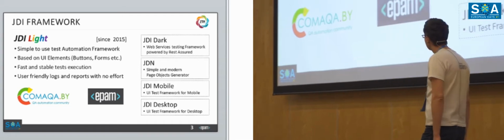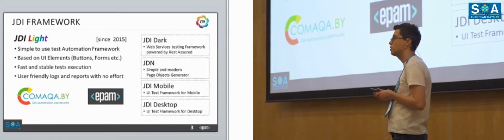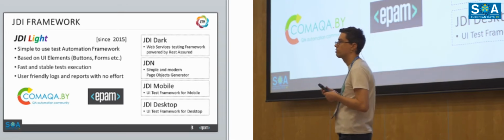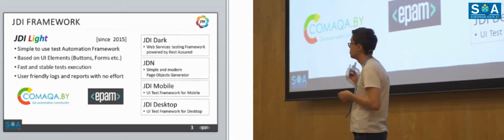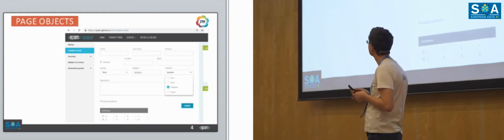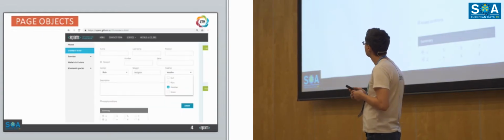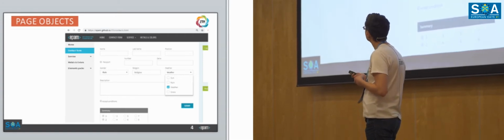But the first thing that I want to mention is that JDI in general is not only a UI automation framework. This is a family of testing frameworks for mobile testing, for services, and even a page object generator plugin that I will demonstrate during this presentation. Let's start with the main feature of JDI, the page objects.